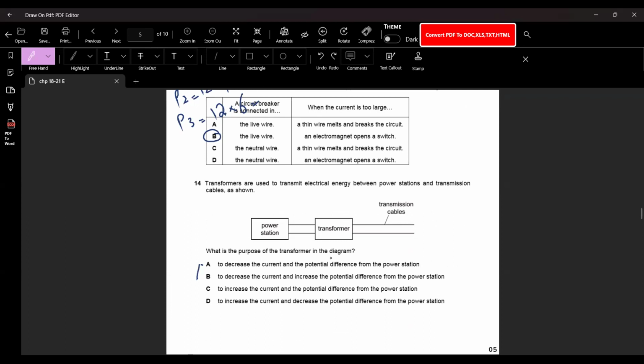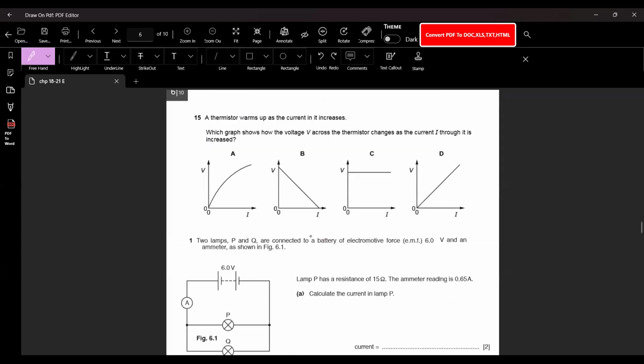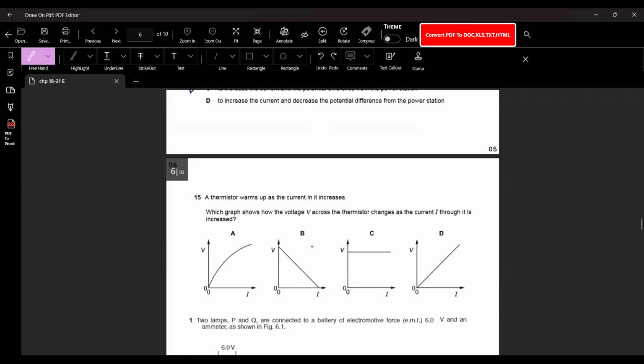To decrease the current and the potential difference, we do not decrease the potential difference, so that leaves us with only one option: decrease the current and increase the potential difference. So the transformer is a step-up transformer, connected in a power station to step up the voltage and step down the value of current.